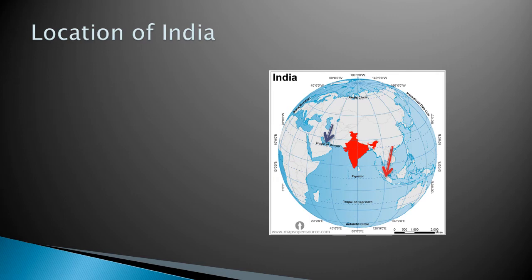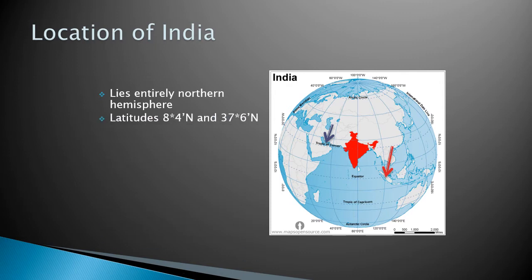In this slide, I'll explain to you the position of India on earth with the help of latitudes, longitudes and equator. Now as you can see in the picture, the equator is below India. That means India lies entirely in the northern hemisphere. The latitudes of India are 8° 4 minutes north and 37° 6 minutes north.